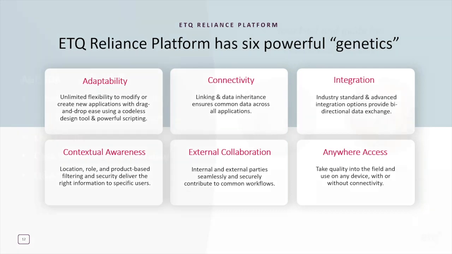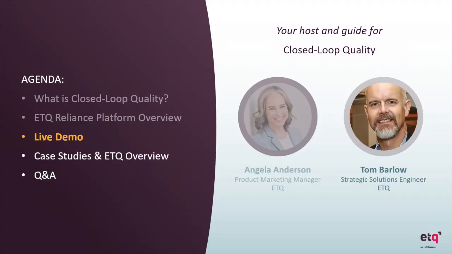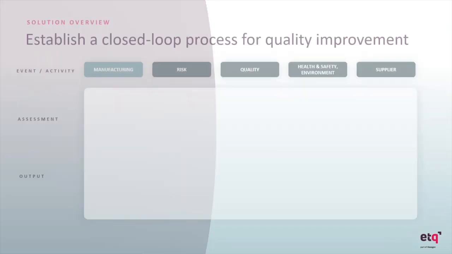So those are the six genetics, and it took me a couple of minutes to describe that, but it's really crucial to understanding the power of our system and the ability to support very large enterprise level organizations, but we can just as easily support very small organizations as well, and you can choose to take advantage of some of those capabilities in the system.